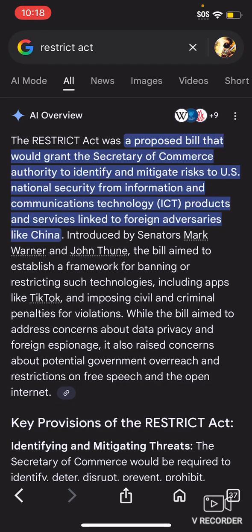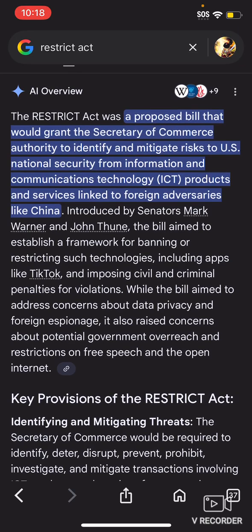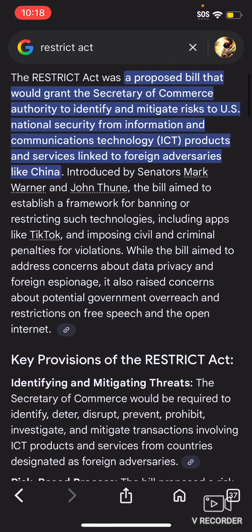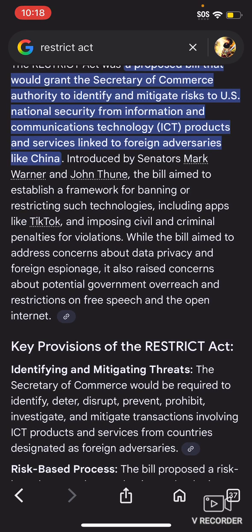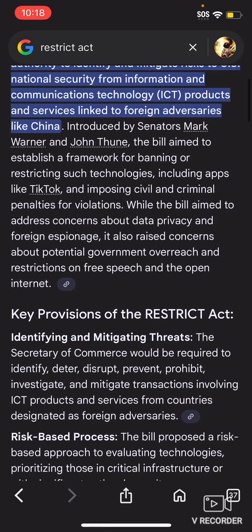It says the Restrict Act was a proposed bill that would grant the Secretary of Commerce authority to identify and mitigate risk to U.S. national security from information and communications technology, ICT, products and services linked to foreign adversaries like China. It says, including senators Mark Warner and John Thune, a bill aimed at establishing a framework for banning and restricting such technologies, including apps like TikTok, and imposing civil and criminal penalties for violations.